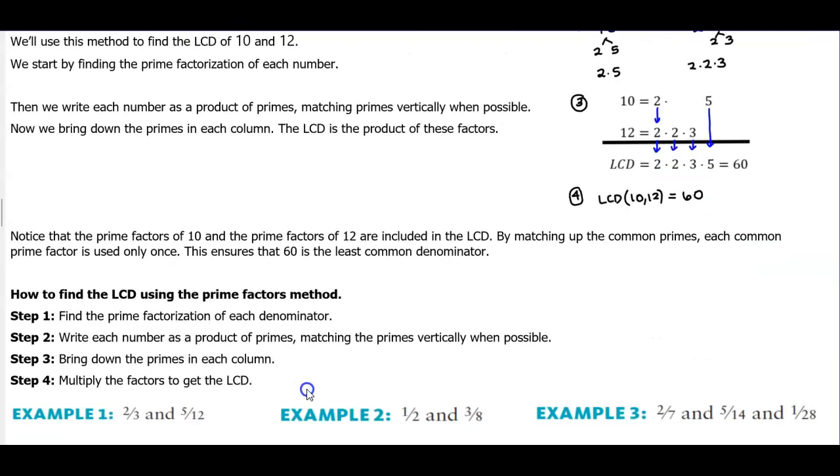Now, how to find the LCD using the prime factors method. Step 1, we want to find the prime factorization of each denominator. Step 2, we're going to write each number as a product of primes, matching the primes vertically when possible, and then we're going to bring down the primes in each column.